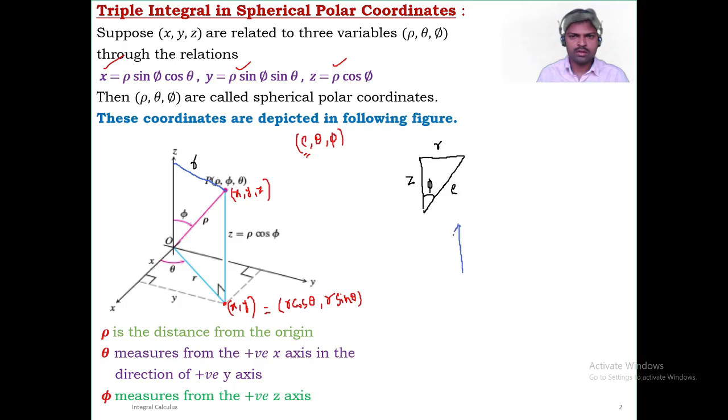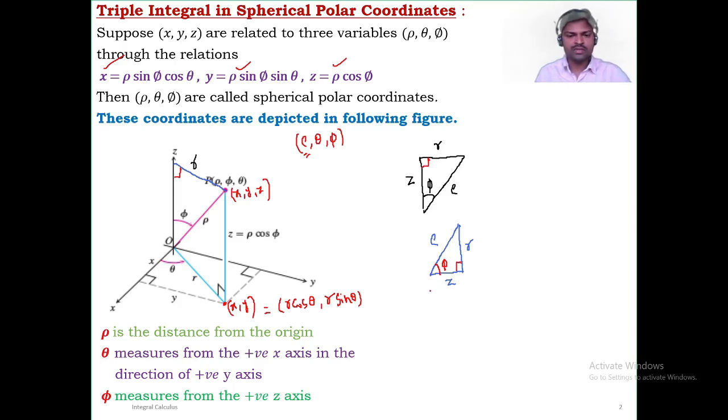Okay, let us look at this one. I am rotating the same figure like this, so that this will be z, and the hypotenuse will be rho, and this will be r. The angle between rho and z will be phi, so this is phi. And this is 90 degrees, right? Between r and z, the angle is 90 degrees.